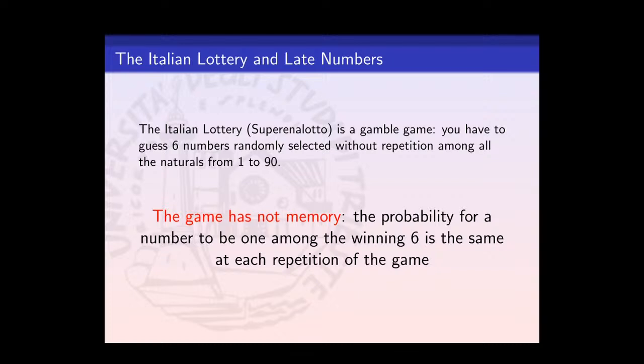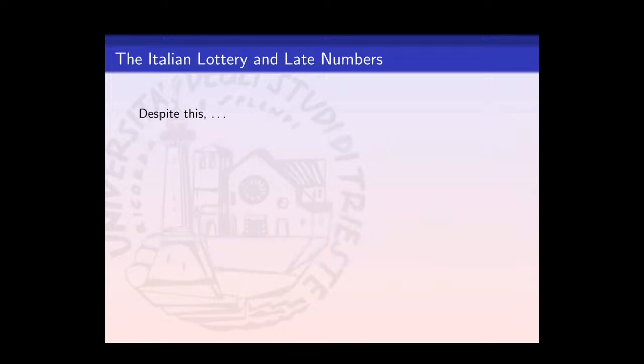All the numbers between 1 and 90 are placed inside the box. And they have exactly the same probability to be extracted at each extraction. Okay, so at each repetition you have exactly the same chance to get exactly the same sequence of numbers.